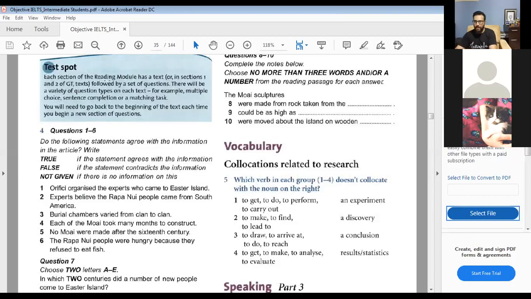So here, the tip, there will be a variety of questions. Actually in this article, we have a mix of questions, but we don't want to do the other ones just yet. I want you to focus on true, false, not given. Now, before we answer, how many questions do we have? We have 6.